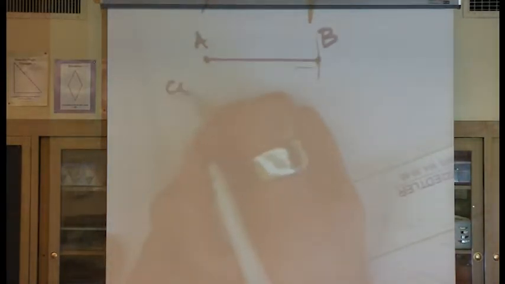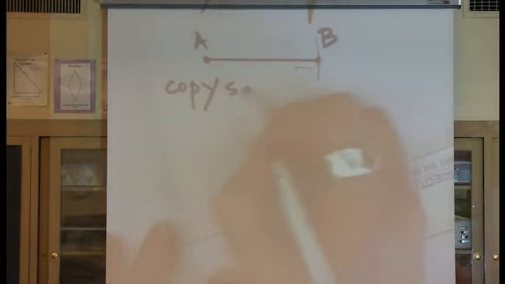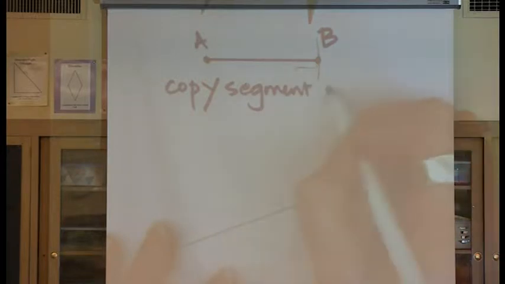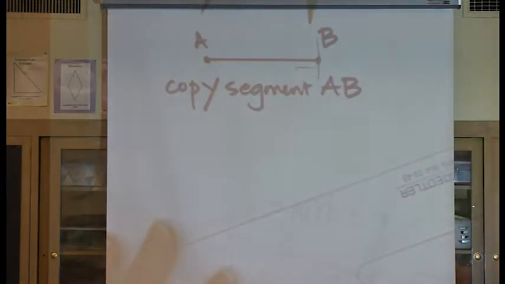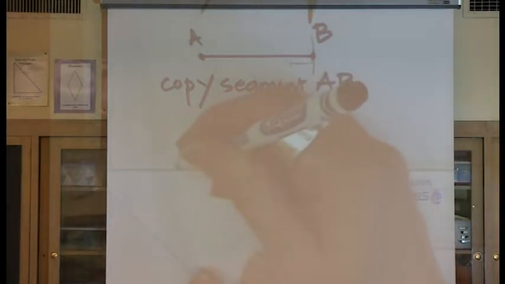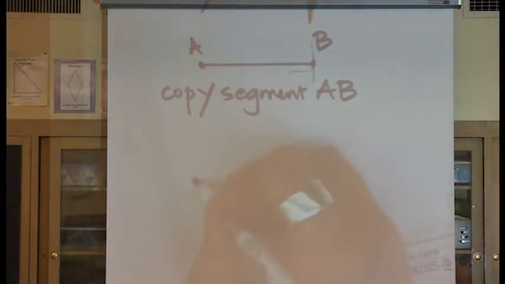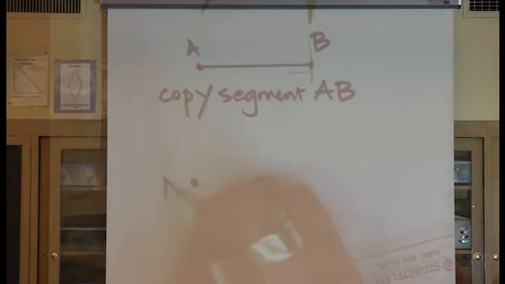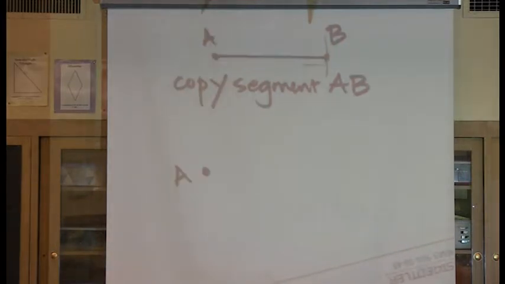Here would be your directions. It would say copy segment AB. Okay, those would be your directions. So you get out your straight edge. You make point A somewhere. Don't care where, somewhere underneath.